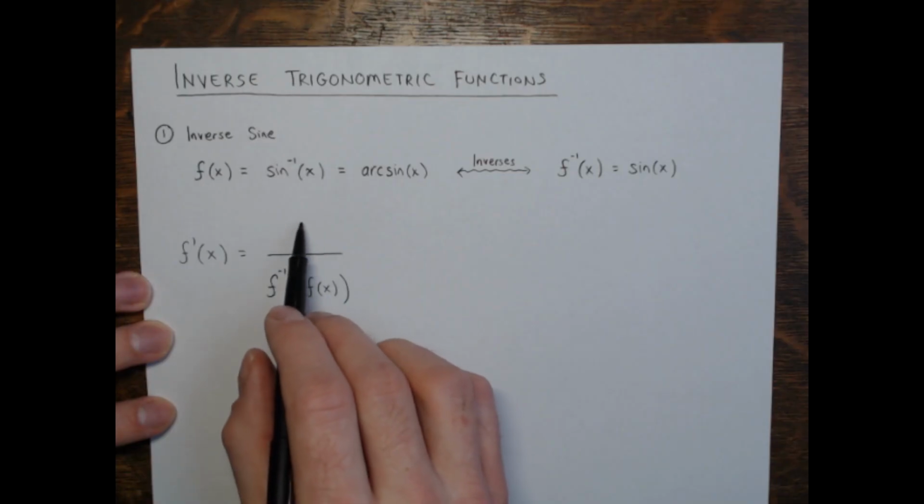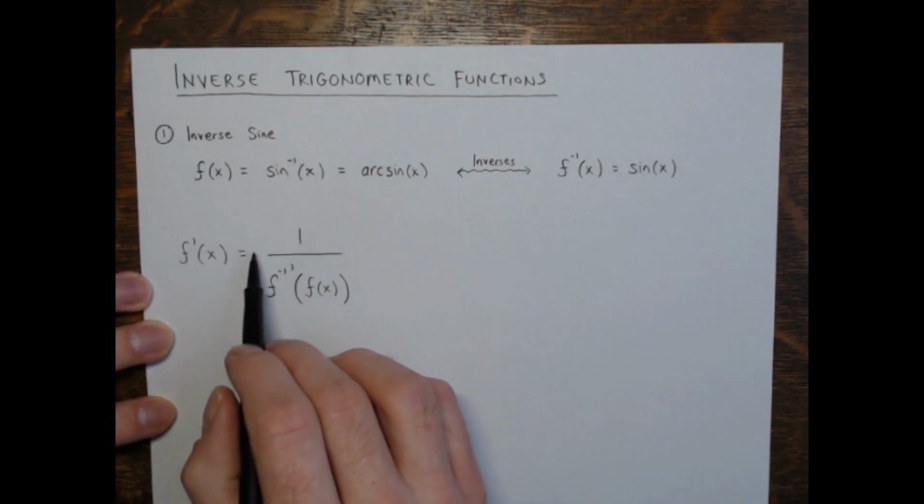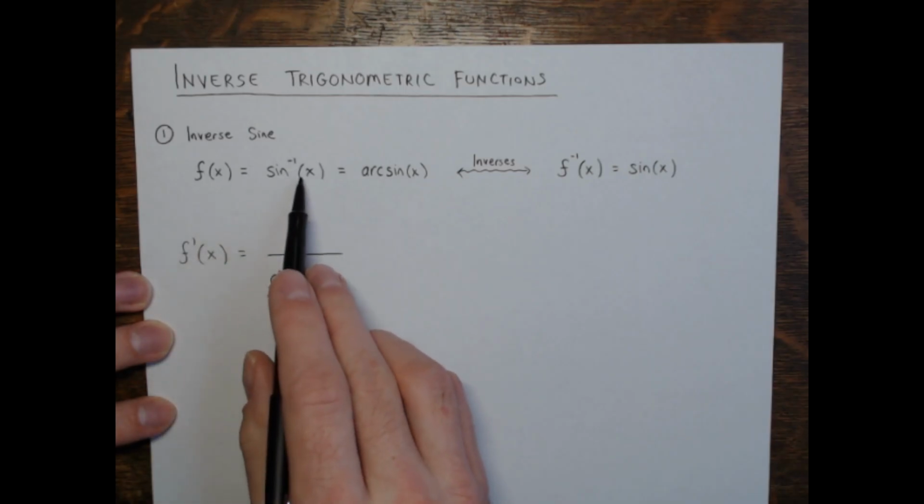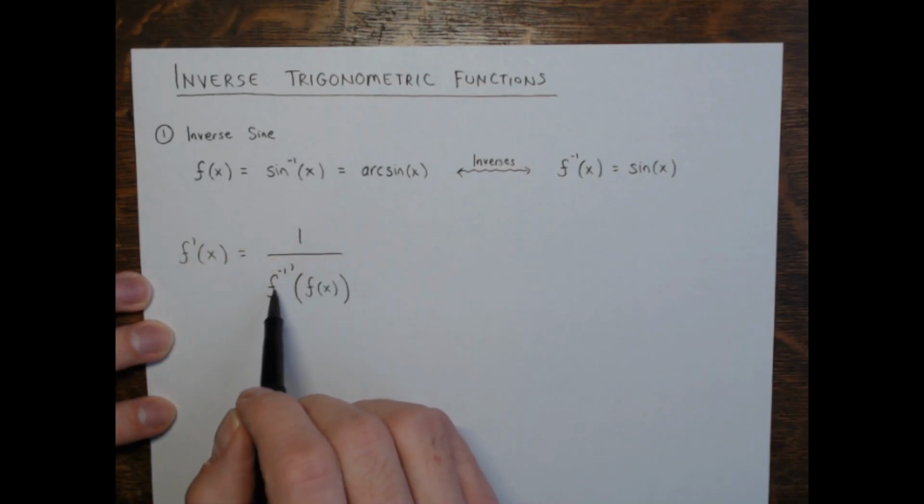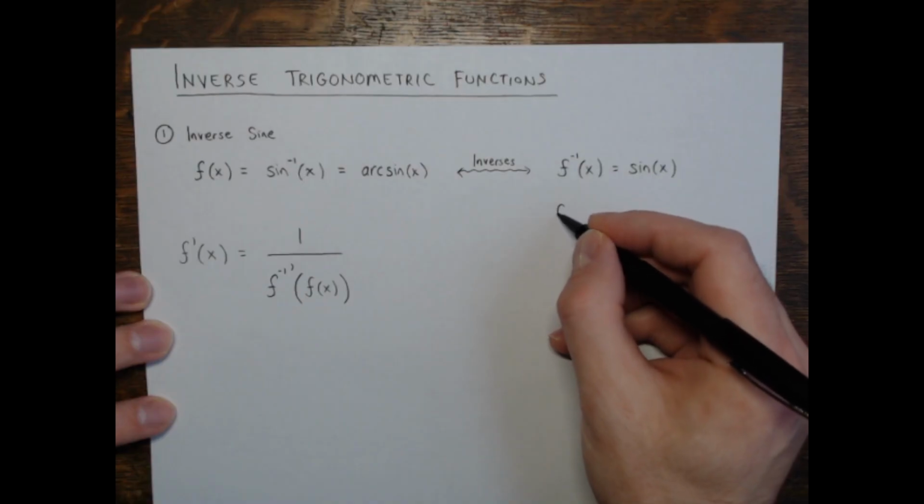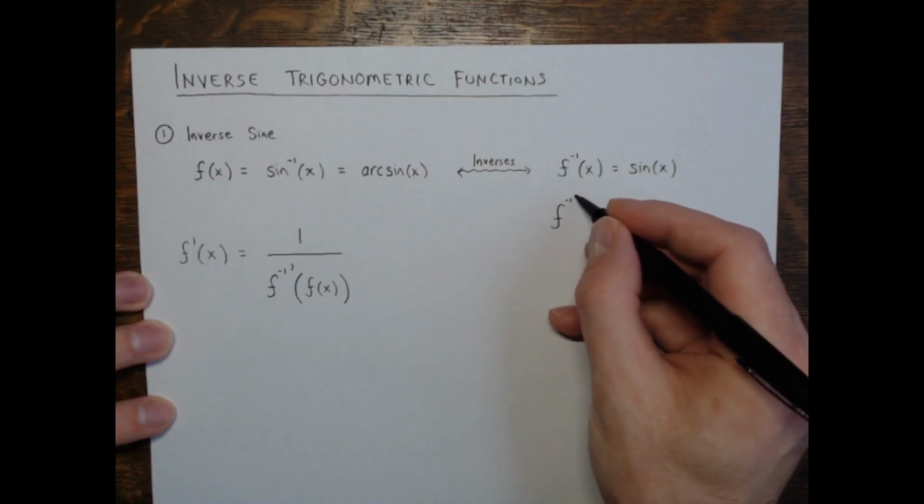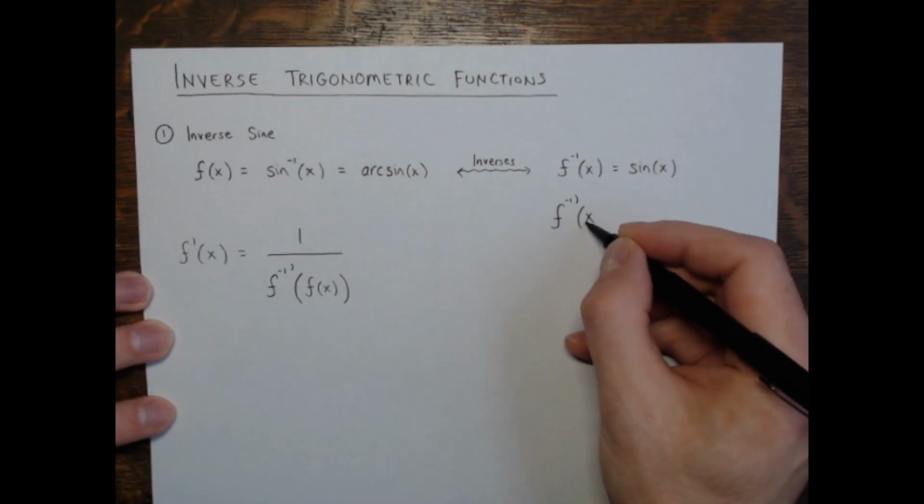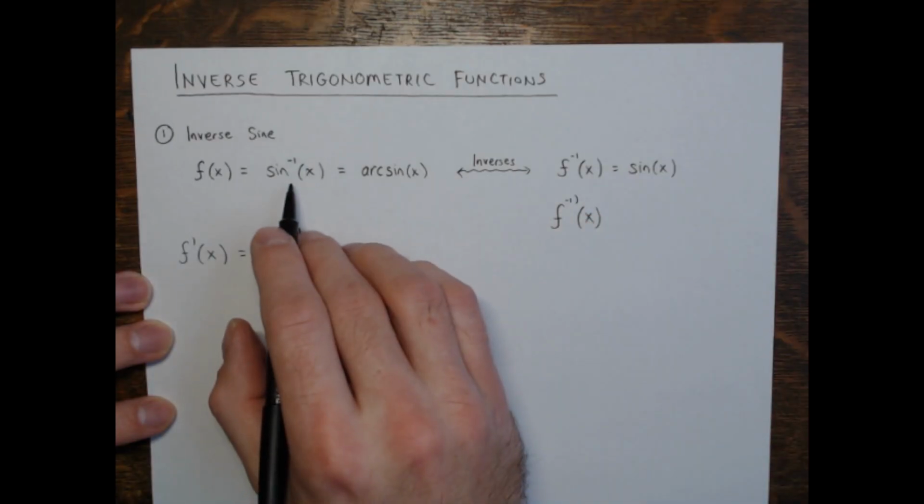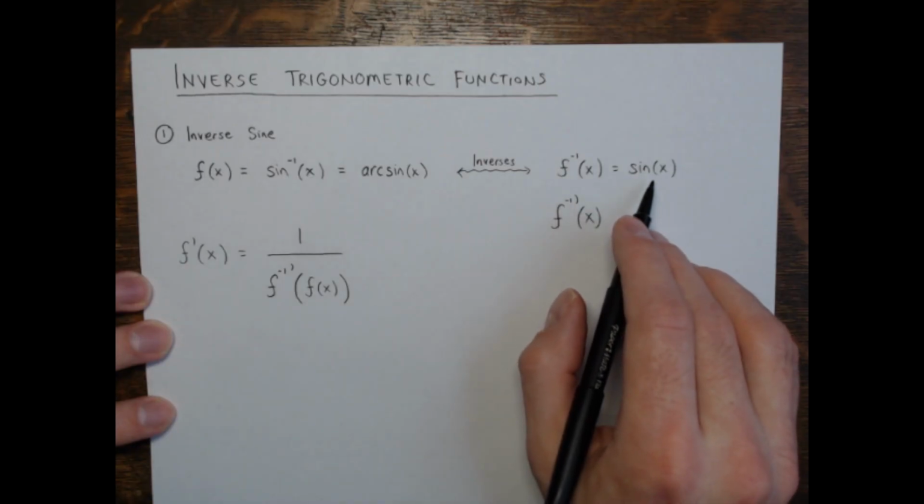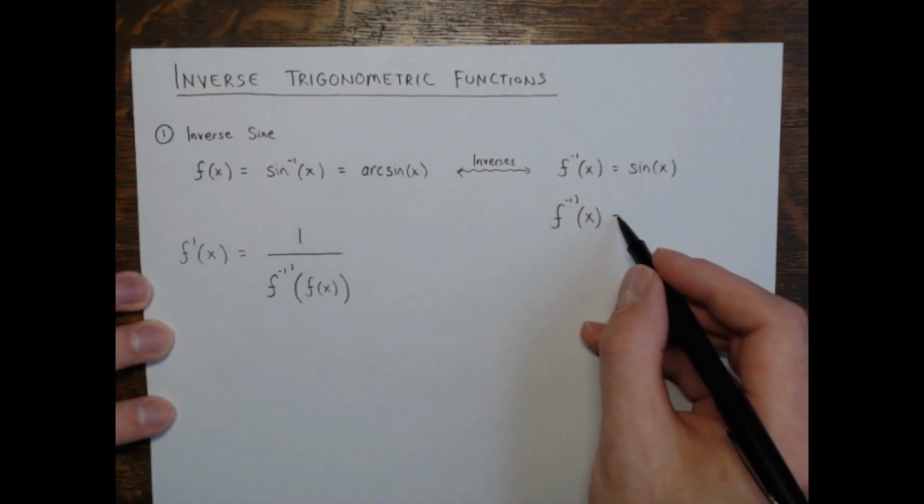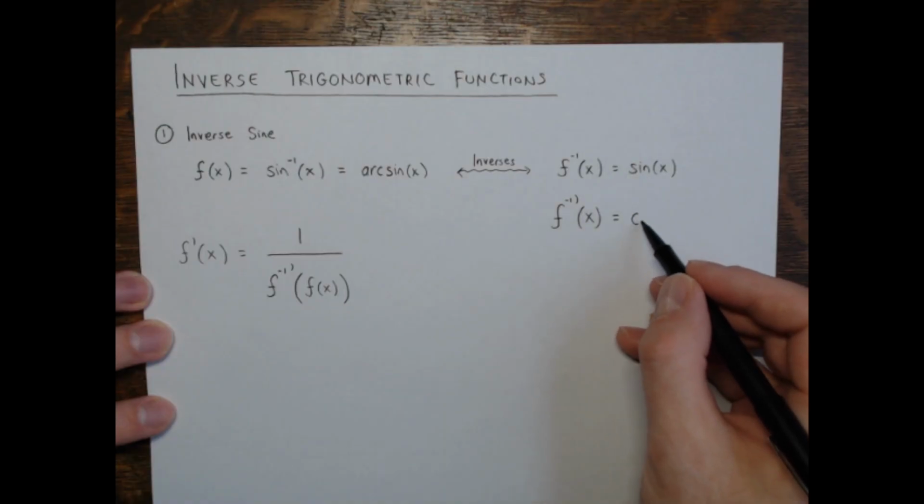So in order to calculate this expression on the right side here to get my derivative of the inverse sine function, I need f inverse prime. Well, again, f inverse, the inverse of the inverse sine, is plain old sine. Remember, the derivative of that was cosine of x.